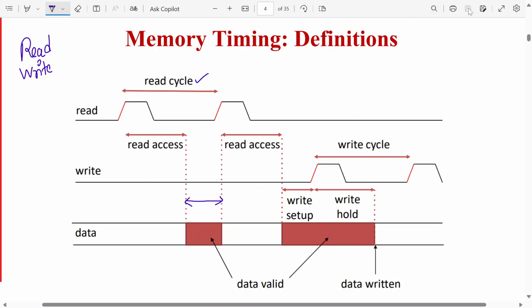Because we are going to study SRAM, we are going to read from the memory data storage and also write into the data storage.